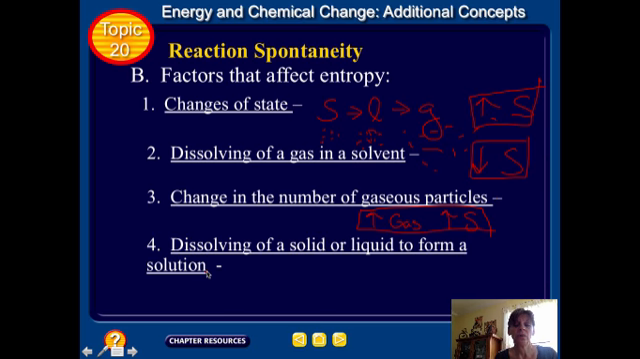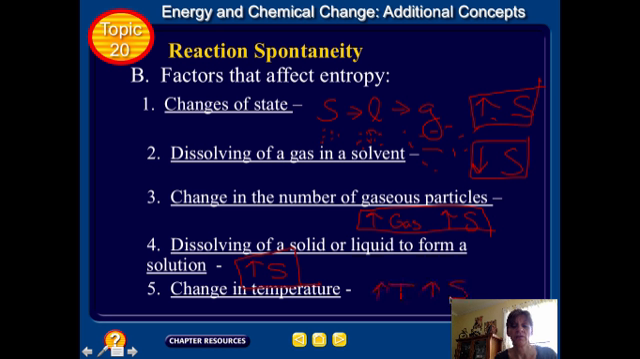Dissolving a solid or liquid to form a solution would also be an increase in entropy. Things are spreading out. Finally, change in temperature. I bet you can guess that when temperature increases, the entropy also increases, and vice versa.